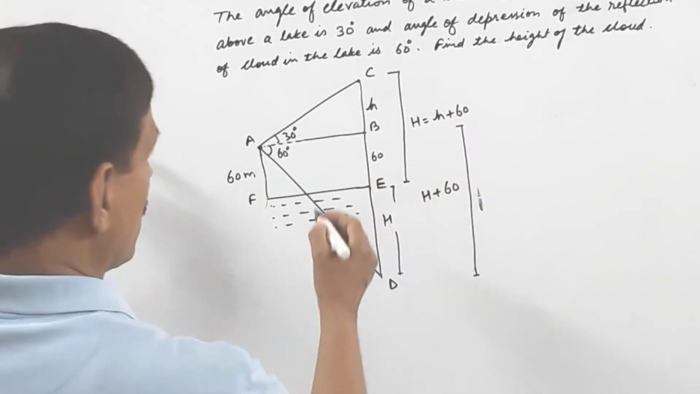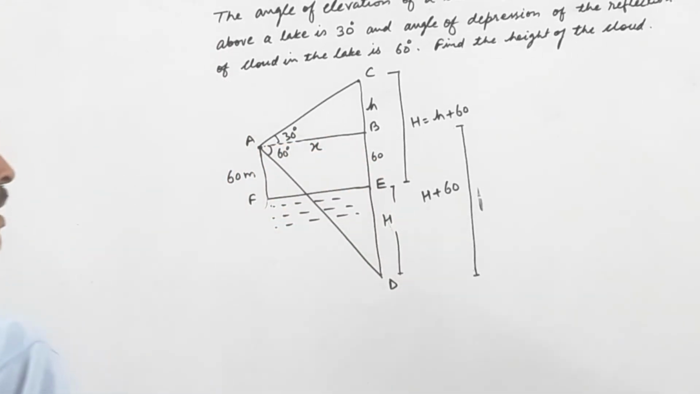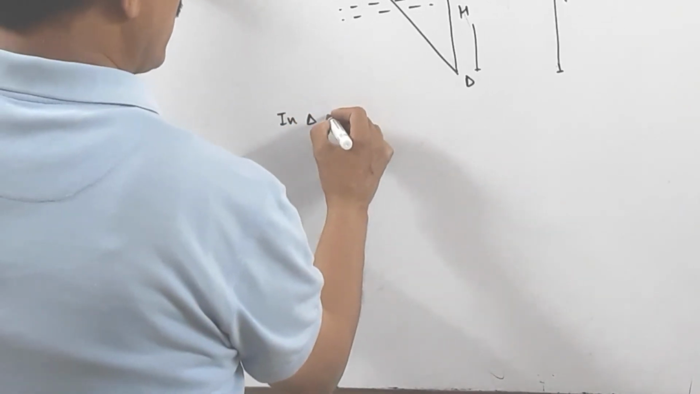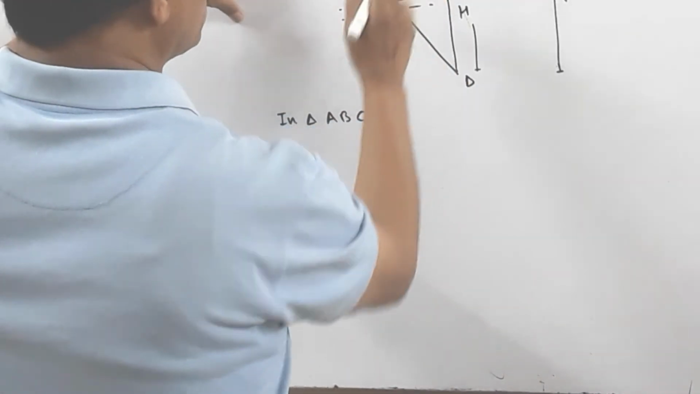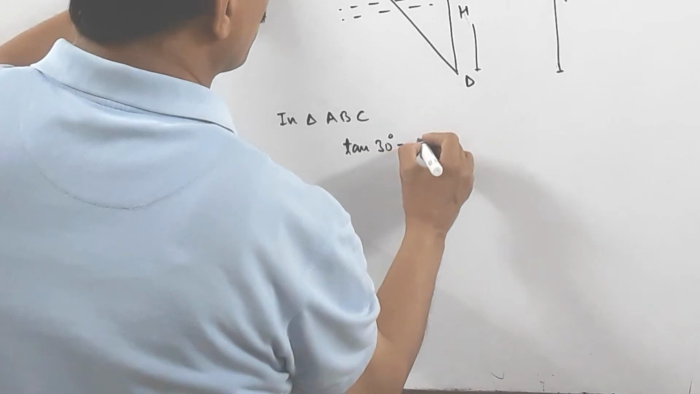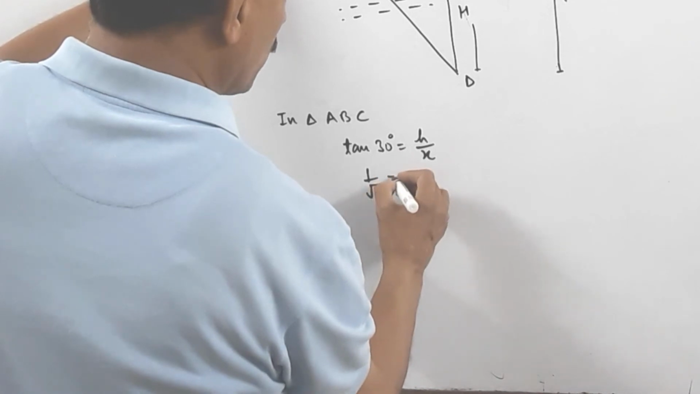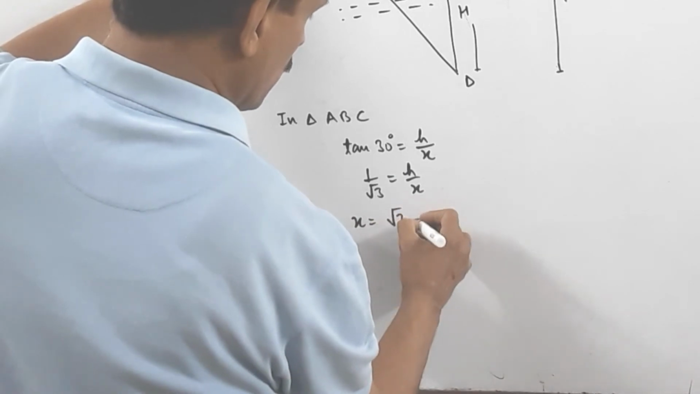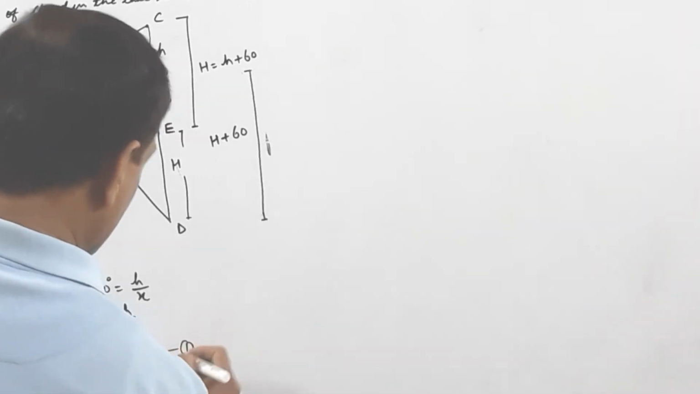Now we suppose that AB is equal to this x. Now in triangle ABC, we have perpendicular and base, so tan 30 degree is equal to h upon x, or 1 upon root 3 is equal to h upon x, or x is equal to root 3 h. This is 1.